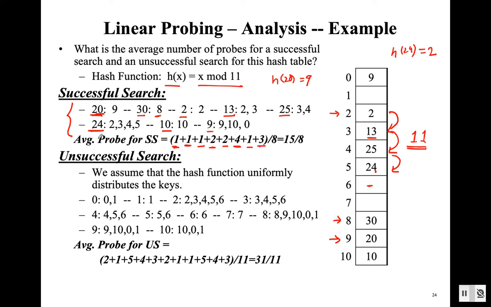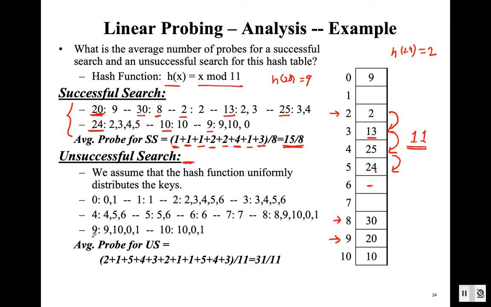So the average probe we need is the sum of all of them divided by 8. 8 is the number of items that we used for successful search. So it was 15 divided by 8. Okay, so for this hash table, this is our average probe for successful search, and that's how we can find the average probe for unsuccessful search.